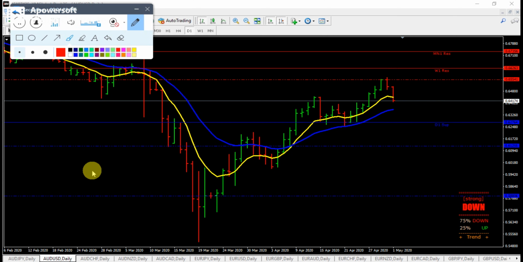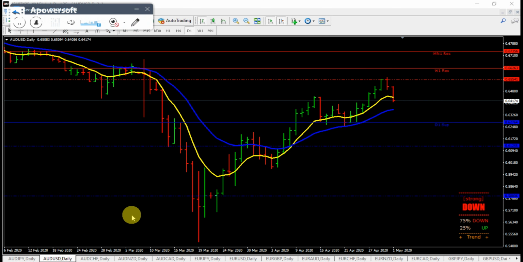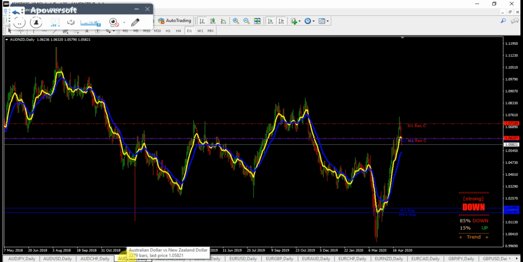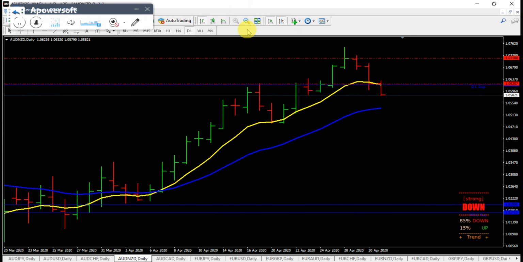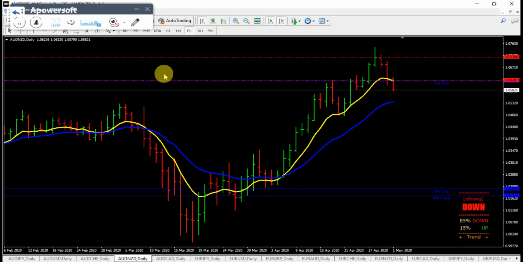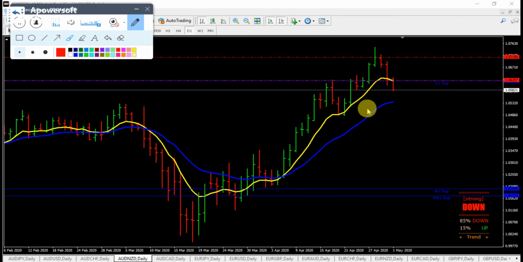So let's move to our next pair, that is Australian NZD. Let me zoom out. As you can see, on the AUD NZD daily chart, 2 days ago it touched one of our resistances and then started falling. It has already broken our daily support. I'm expecting this pair to come down to at least this level, but this is not going to happen in 1 or 2 days, it will take time.